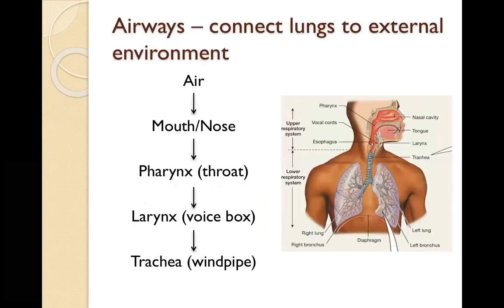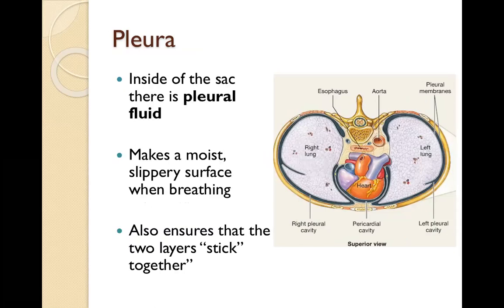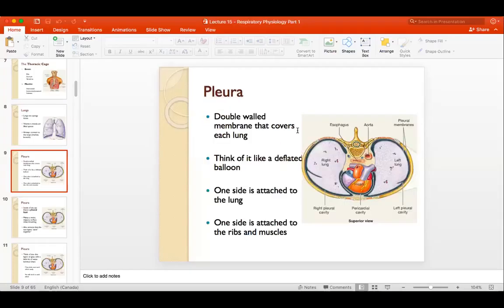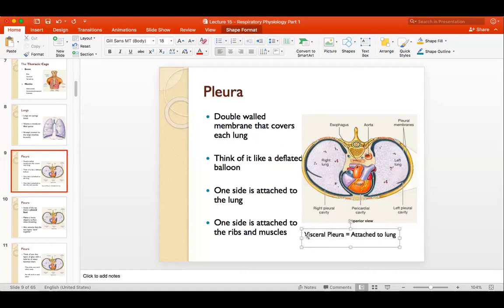One thing I do want to mention is that you should actually know the names of the two layers of pleura. I'm going to exit presentation mode and add a text box here. The layer that is attached to the lung itself is called the visceral pleura, and that is attached to the lung. The layer that's attached to the rib cage and to the muscles and the bone is called the parietal pleura.